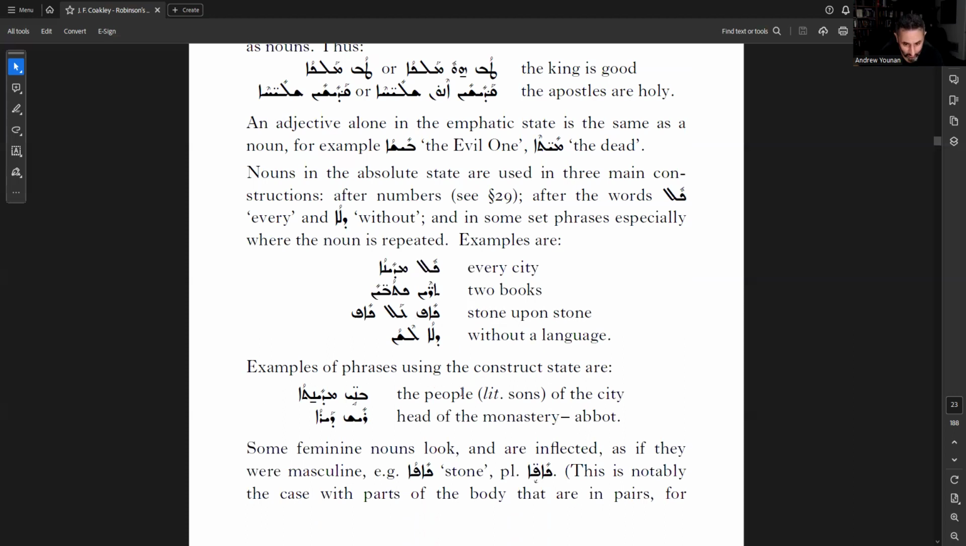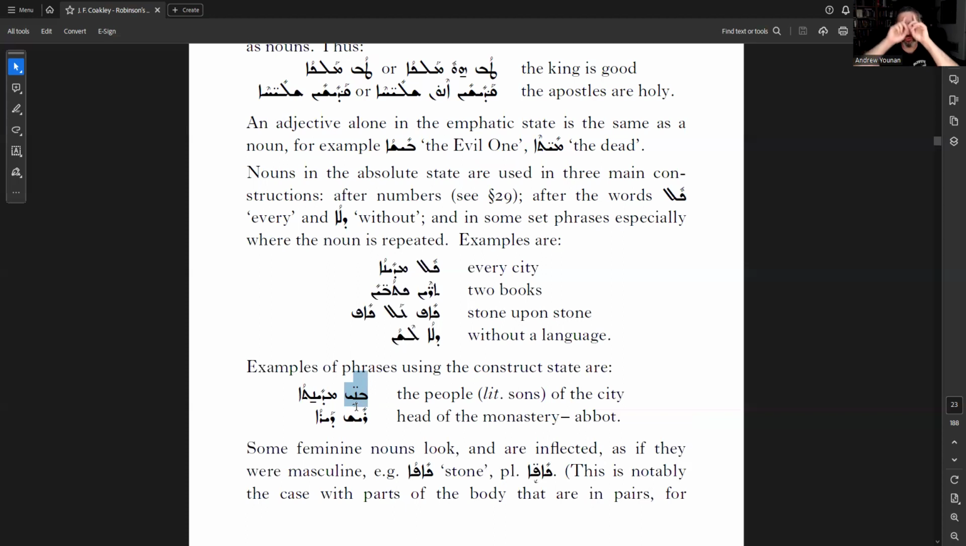Bnei mvita, the sons of the city. So bra has this irregular absolute. Bra is son. Bnei is the construct state of bra. Bra is son. Bnei is sons of.